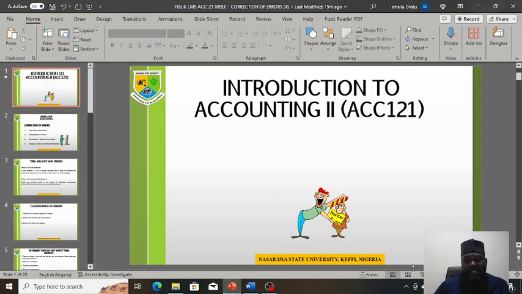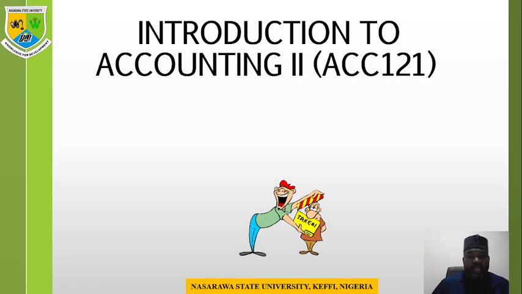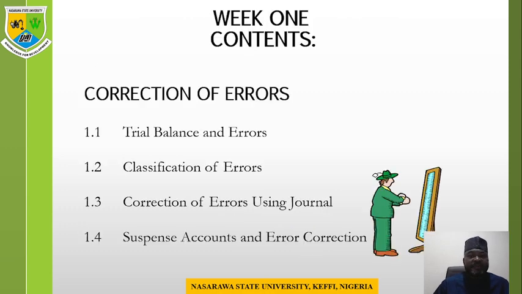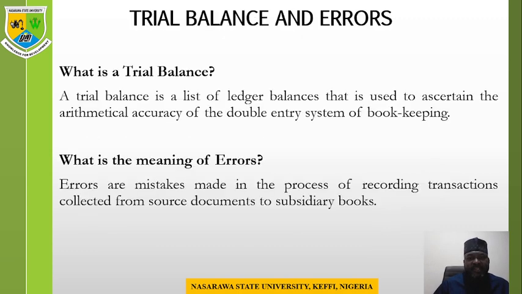Now, let us look at what we are to discuss for this particular week. We will be looking at correction of errors. That's for week one. The components of this correction of errors has to do with trial balance. We'll first of all look at trial balance and errors. We'll look at classifications of errors. We'll look at correction of errors using journal. And then we wrap up with suspense accounts and correction of errors or error correction. So let's see what we have.